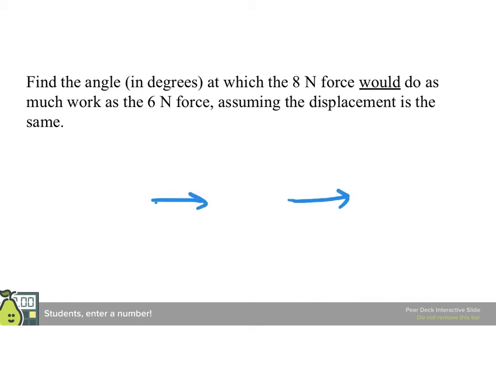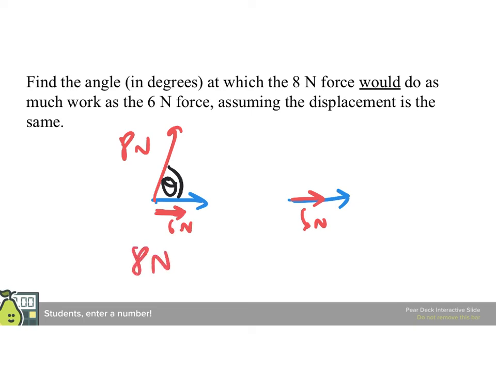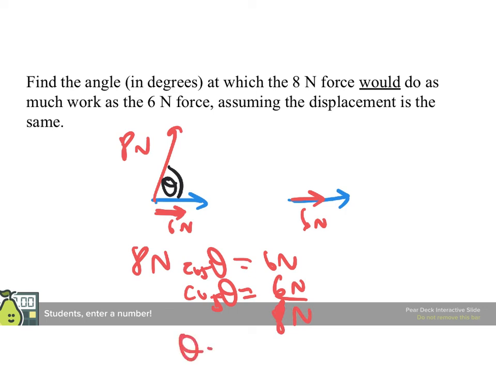here's our displacements. In one case, we had the 6 newtons this way. And what I need is that when I project this 8 newtons through some angle theta, I need that to yield 6 newtons. So 8 newtons times the cosine of theta is 6 newtons. The cosine of theta is 6 newtons over 8 newtons. Theta is the inverse cosine of 6/8, which you throw into a calculator and it tells you it's 41 degrees.